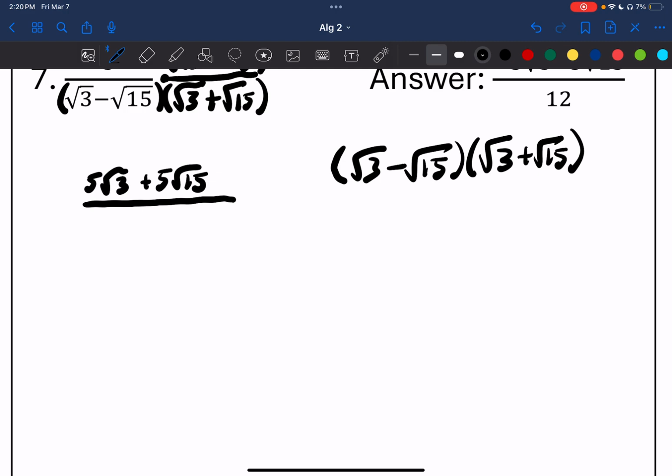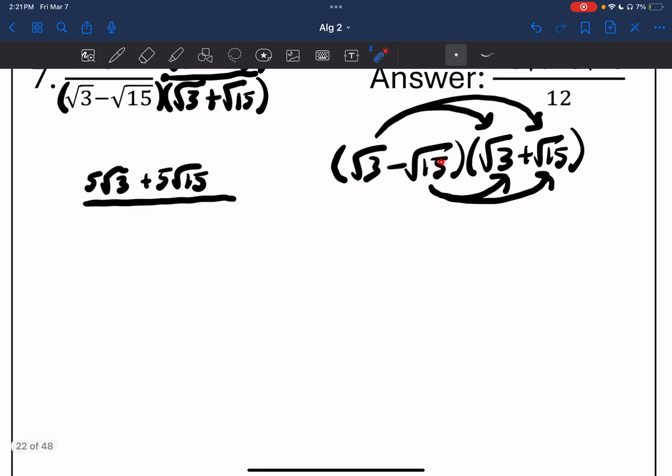So the analogy that we went over in class is imagine if this set of parentheses were a car driving to a party, and this set of parentheses were a car driving to the party. These two people are driving together, so when they get to the party, this root 3 has to say hi to this root 3 and to this root 15. This negative root 15 needs to say hi to this 3 and this negative root 15. These two people do not need to say hi to each other, and these two people do not need to say hi to each other because they drove together, right?